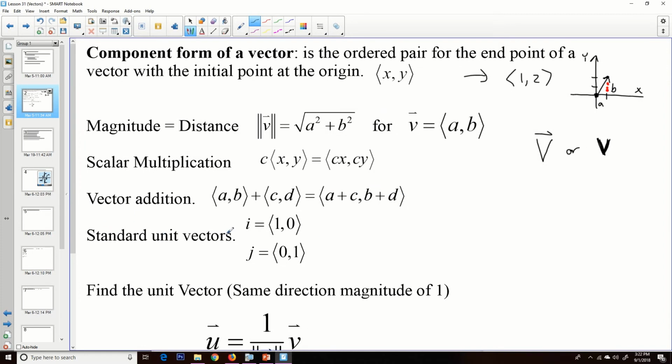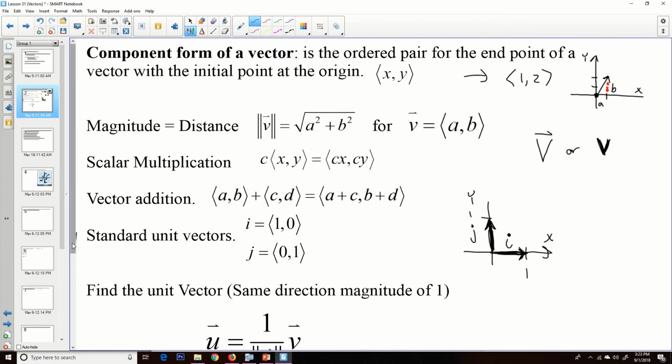We have two standard unit vectors. We have a horizontal unit vector. We call that i, and it's not the imaginary number that we talked about earlier in the class. It is just a unit vector of length 1. So on the x-axis, this vector right here is our i vector. And on the y-axis, if this is 1, then our j vector is the vertical axis vector. Call that j.